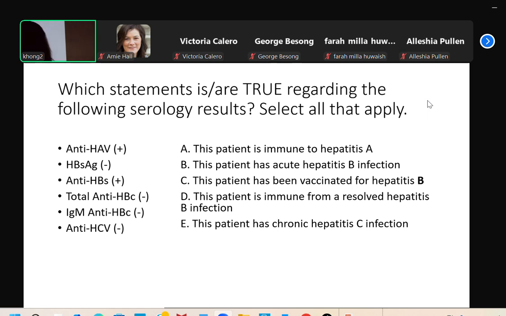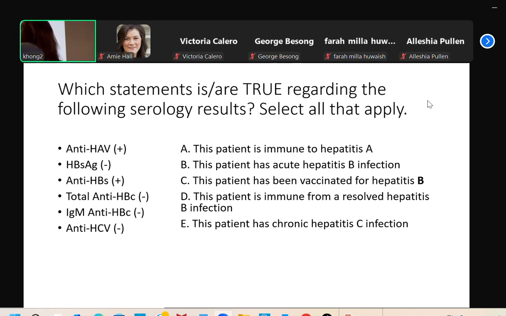And when you answer yes to are they immune, you can then ask, how did they become immune, right? How did they get their immunity? Was it through vaccination or was it through natural immunity? And that's when you can look at the core antibodies to help you with that.